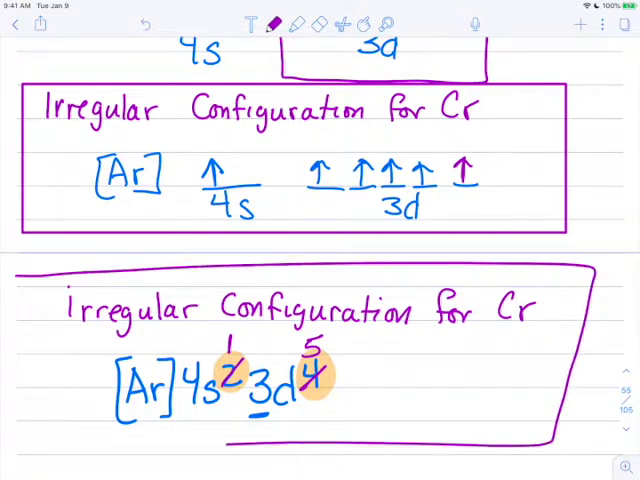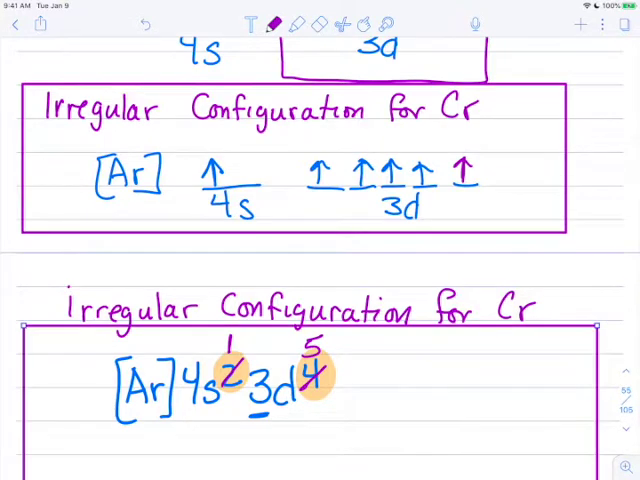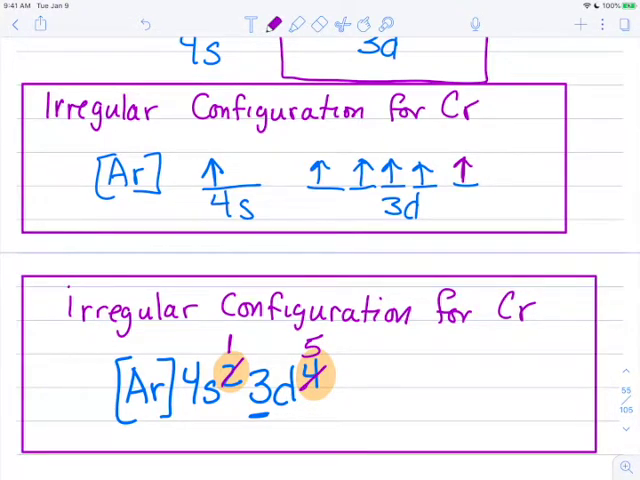So these are the proper configurations for chromium. Chromium is an irregular element, and so these are the proper configurations. So any questions on what we've done so far with chromium?